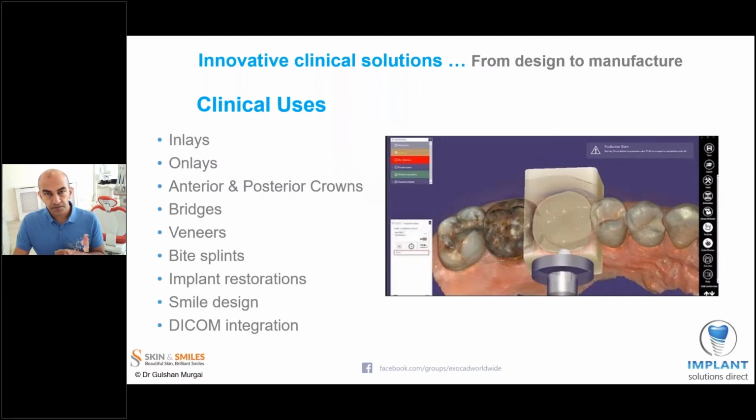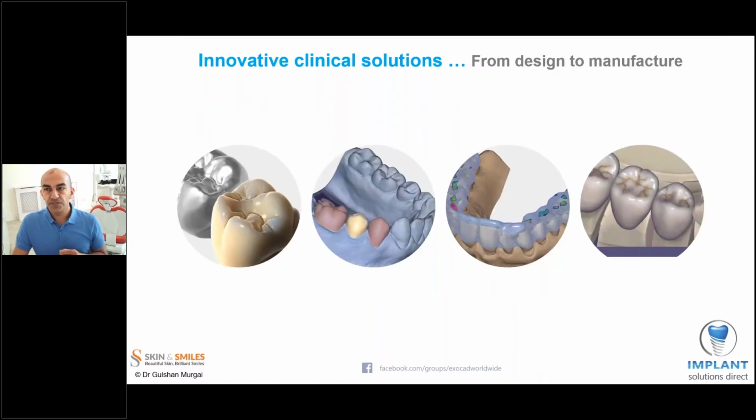Clinical uses are several, as it says here on the list: inlays, onlays, anterior and posterior crowns, bridges, veneers, splints, and we're talking about printable hard splints here. Implant restoration is very popular with my clients. Smile design, planning and fabrication, and something that's really well integrated is DICOM integration. With more and more people having bought in-house CBCT scanners because of their price coming down, it's important when you're planning implant restorations to be able to collaborate all of your data together from intraoral scanning as well as X-ray.